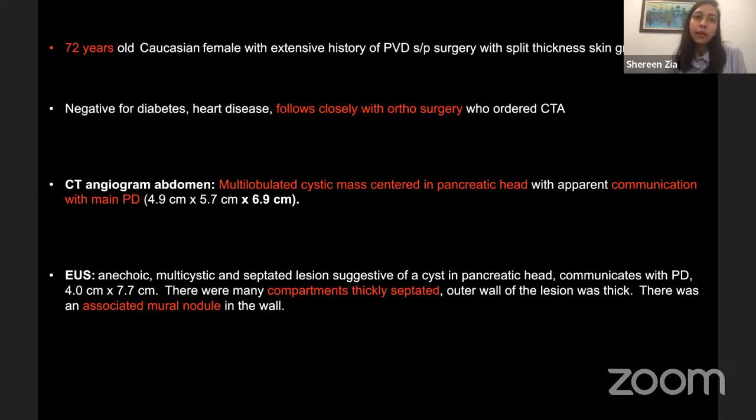So coming to another scenario, we can then walk through different cystic lesions of the pancreas. This one talks about a 72-year-old Caucasian female who had an extensive history of peripheral vascular disease. Her history was negative for diabetes and heart disease. She was being closely followed by the surgeons because of her peripheral vascular disease. During follow-up on CT angiogram, there was a multilobulated cystic mass centered in the pancreatic head, communicating with the main pancreatic duct. In the largest dimension, it measured up to 6.9 centimeters. On EUS, that multiseptate cystic lesion in the pancreatic head showed a suspicious mural nodule associated with it as well.